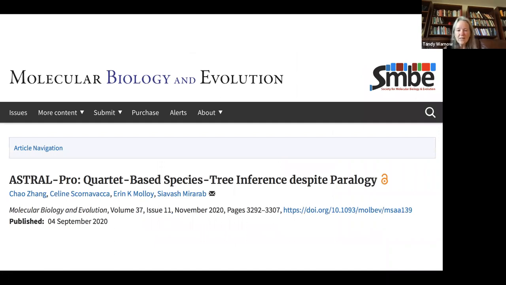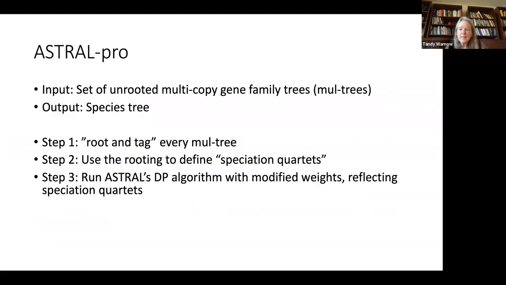So this observation that ASTRAL-multi was statistically consistent but wasn't performing very well led Siavash Mirarab, who is the main developer for ASTRAL, to modify ASTRAL to specifically address gene duplication and loss. His specific modification is called ASTRAL-Pro. The idea is you take each gene family tree and you root it, and then after rooting it, you identify the duplication nodes.